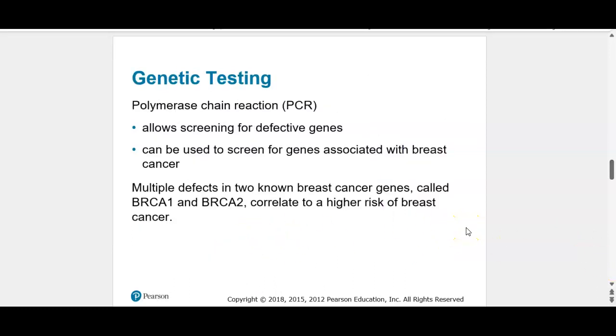So you can screen for defective genes. You can screen for defective genes, genes associated with breast cancer as an example. And then they mentioned there's 2 known breast cancer genes that correlate to a higher risk of breast cancer. There's actually quite a few genes that correlate to some kind of possible disorder. And this is what you do with these things.